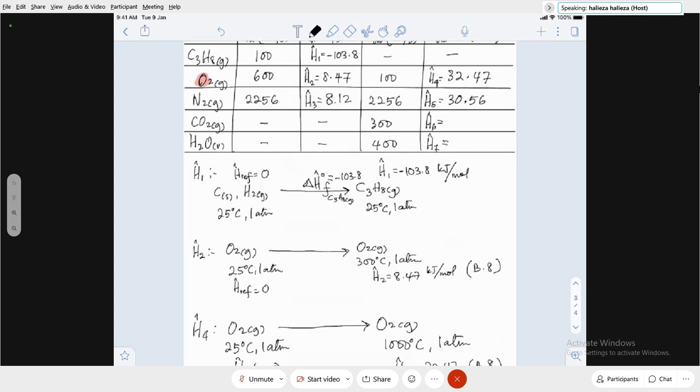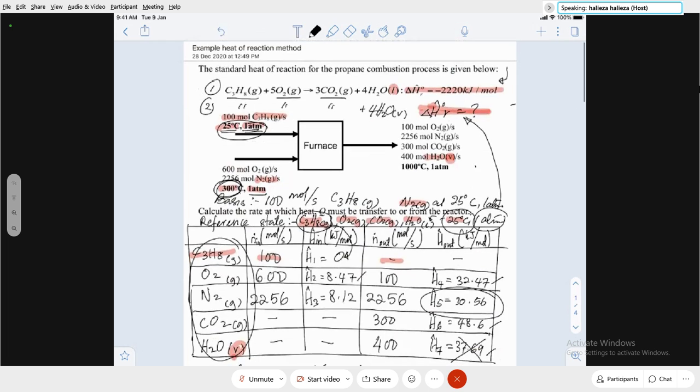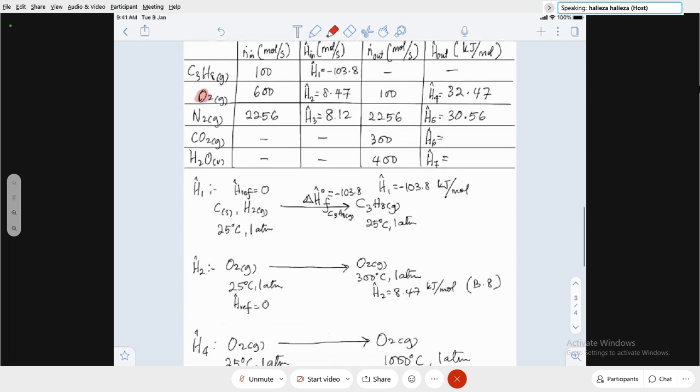So now we are left with... Yes, sorry for interrupting. For H1, the heat of formation is at 25 degrees C, right? Shouldn't we add another heat from 25 to the inlet temperature? Inlet temperature, you mean, for propane? Yes. Okay, now let's go back to our diagram. Please have a look at what temperature propane is in. Okay, yes. Good. Thank you. Welcome. Thank you very much for the question.